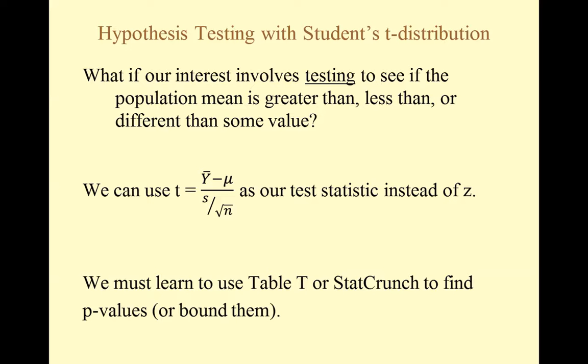Now we're going to have to learn how to use table T or technology such as StatCrunch to find probability or p-values, or just bound them.